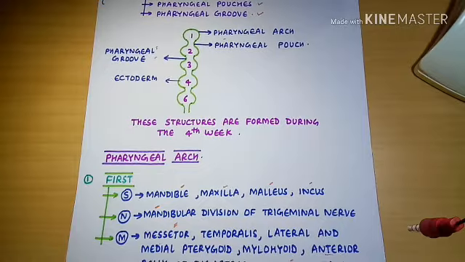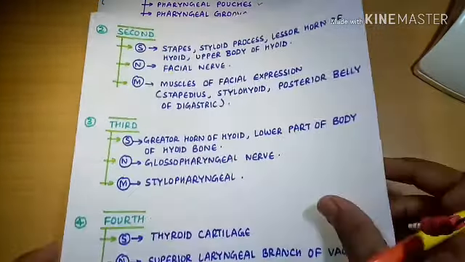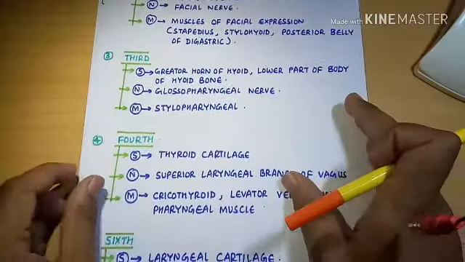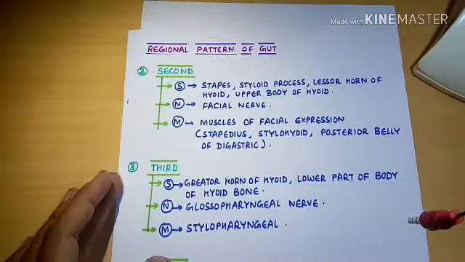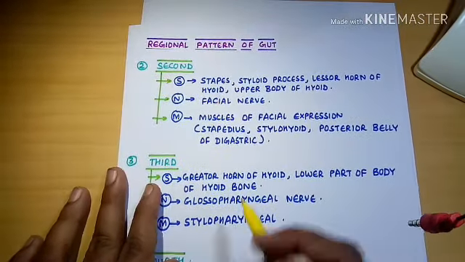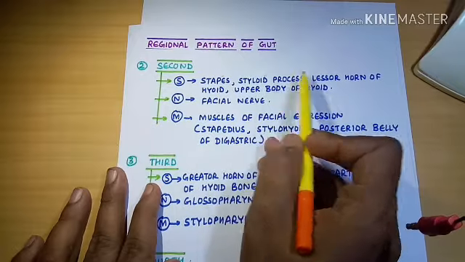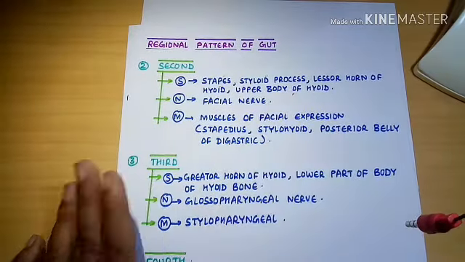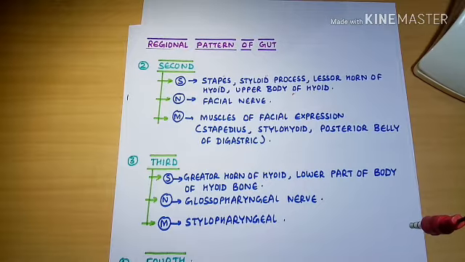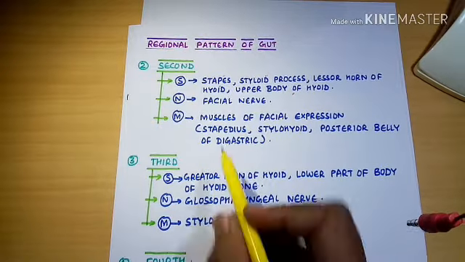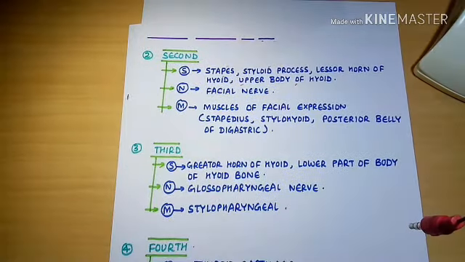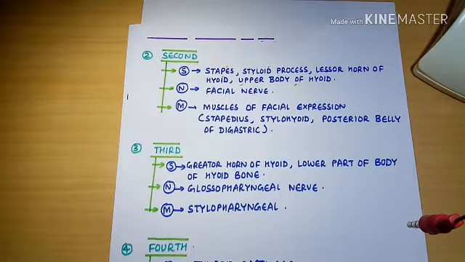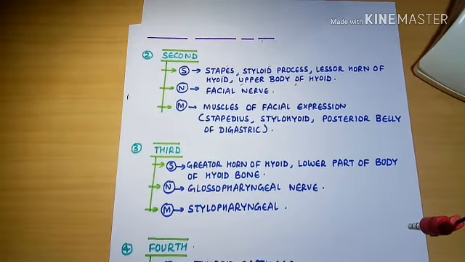The second pharyngeal arch. The second pharyngeal arch will also form some structures, nerves and some muscles. From the second pharyngeal arch the structures formed are the stapes, styloid process, lesser horn of the hyoid bone and the upper body of the hyoid bone. The facial nerve is formed from the second pharyngeal arch. So we have to remember that the mandibular division of the trigeminal nerve is formed from the first pharyngeal arch, and the facial nerve is formed from the second pharyngeal arch.